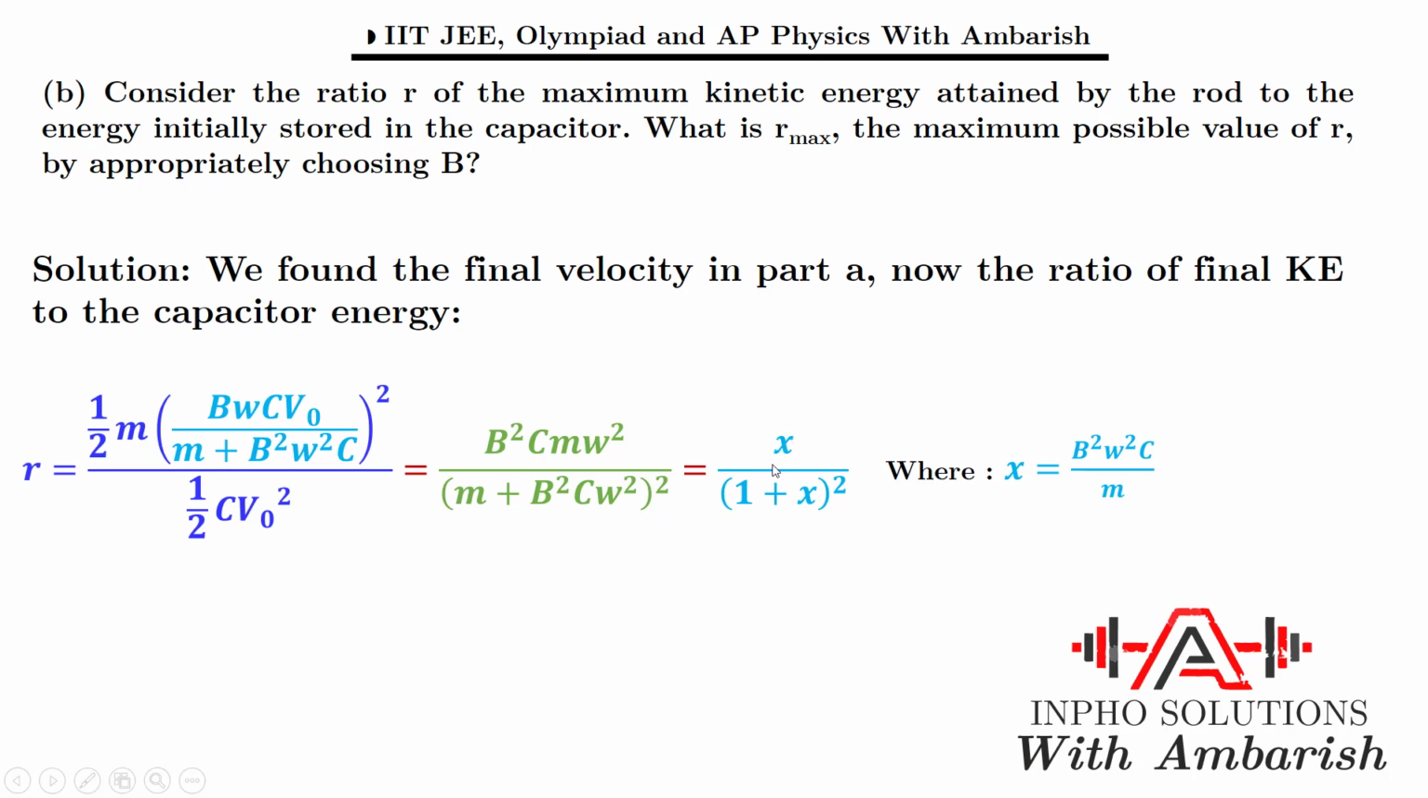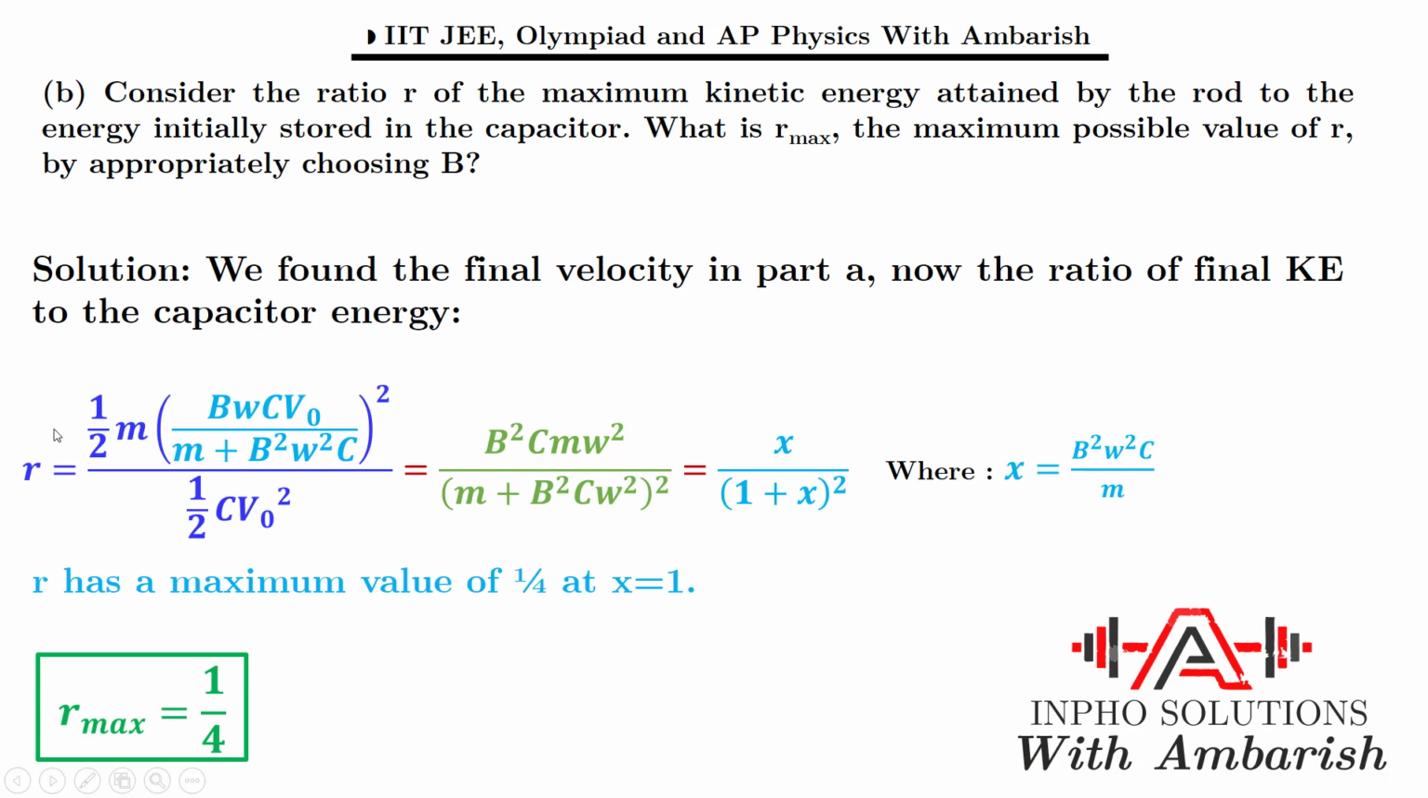So you can differentiate this expression with respect to x to get the extremum value of r. You just do dr by dx equal to 0, and if you solve that, you get the value of r comes out to be 1 by 4, and that happens when x is 1. So that means r max, the maximum possible convertible energy into kinetic energy of the rod, is 1/4. And that happens when x is 1, or we can say B square W square C by m is 1. Okay, so that completes the solution to part B.